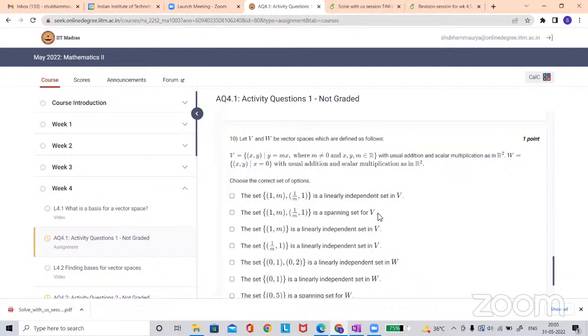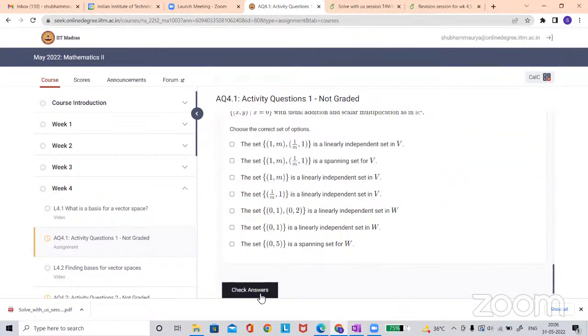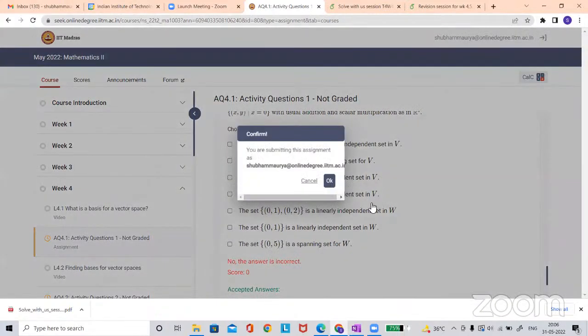Sir, suppose we take m equal to 1. Then they are not linearly independent. Yes, these are in the same set, and this set belongs to V, with no violation of any condition.